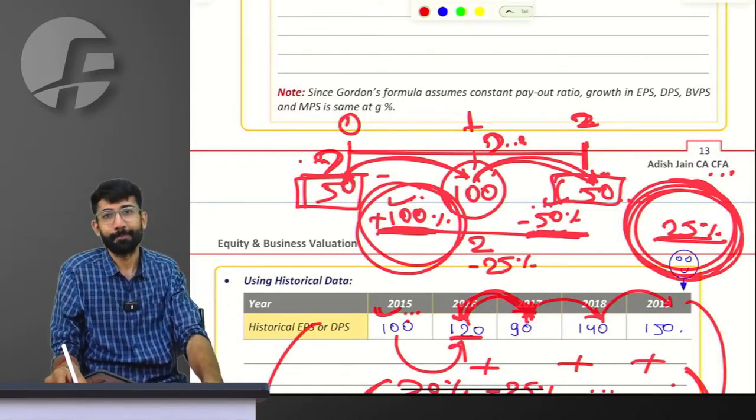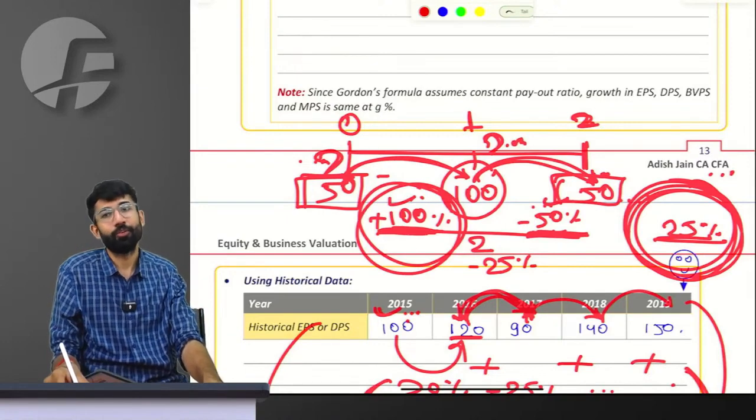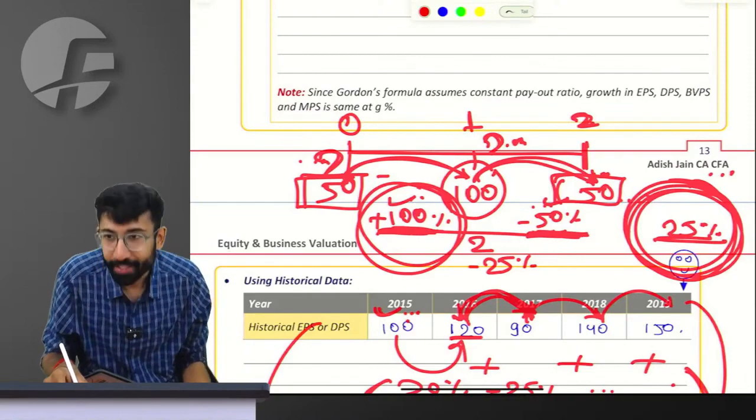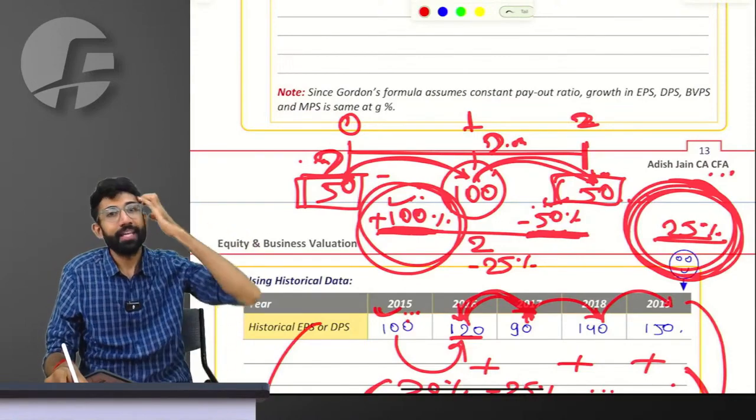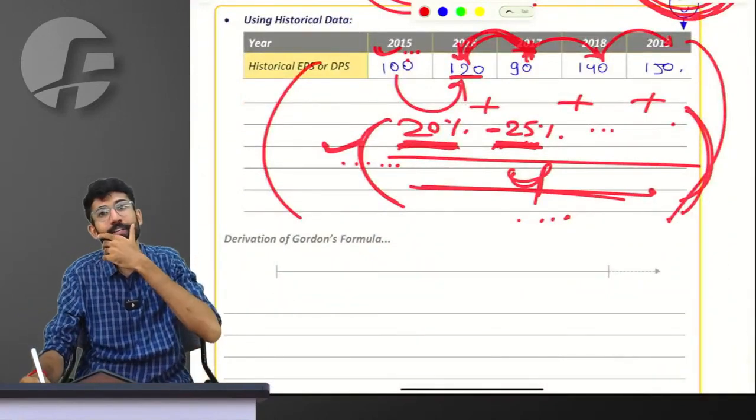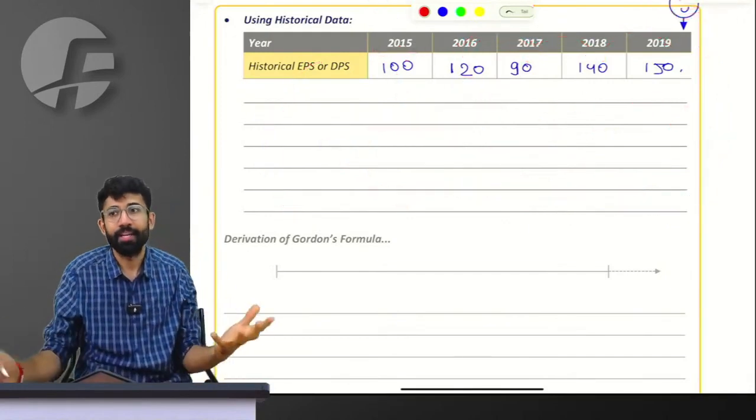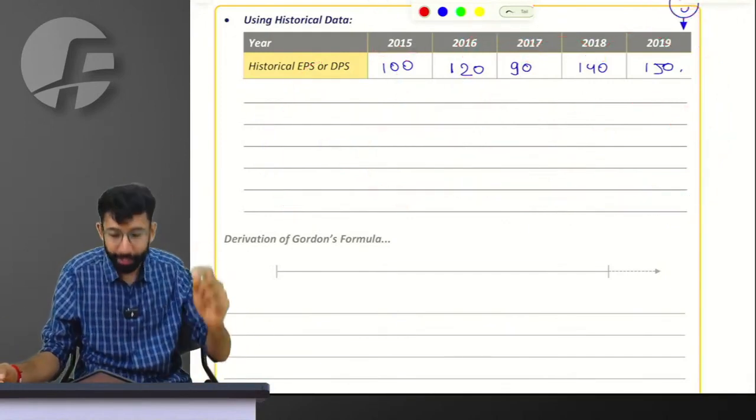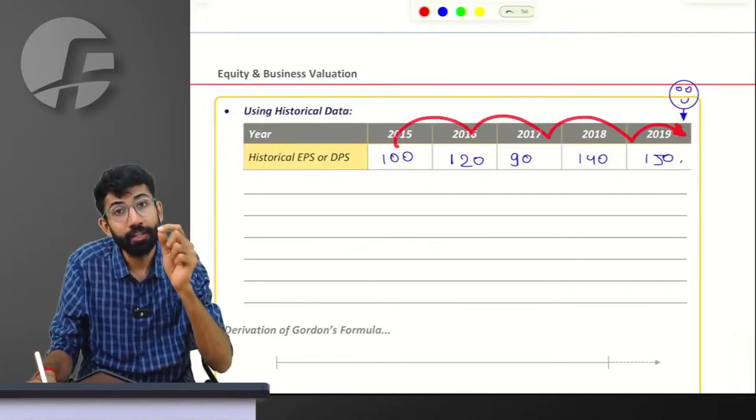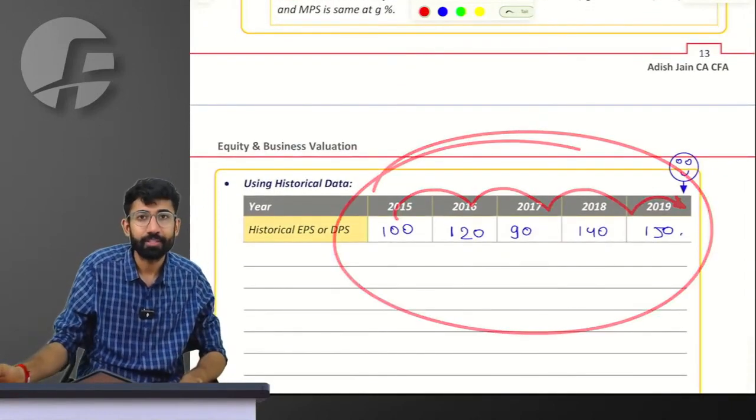Could I please convey to you why even this logic is not 100% correct? Everyone in the class, I need an answer of yes or no. Then what is the point? Has anyone thought of something else where we need to find out an annualized growth rate which considers even the compounding effect? You know what this method missed? The compounding effect it missed.